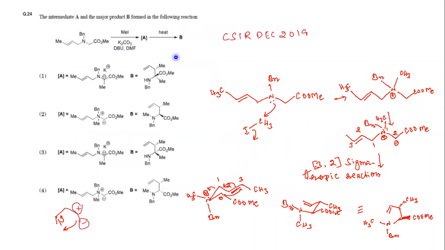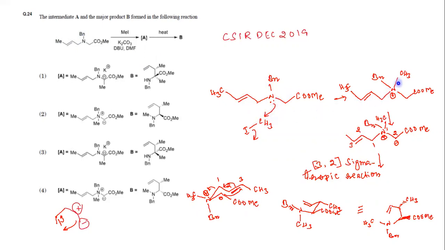The other question, which was from the CSIR December 2019 exam, asks for the intermediate A and the major product B in the following reaction. This is the intermediate A, and this would be the final major product B. In this case, the given substrate is treated with methyl iodide. The first step is N-methylation. So we have a lone pair of electrons. The same substrate is written here. The lone pair of electrons is used to displace this iodide. So the first step is the formation of the N-methyl intermediate.